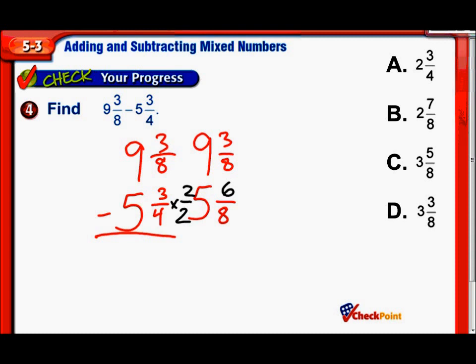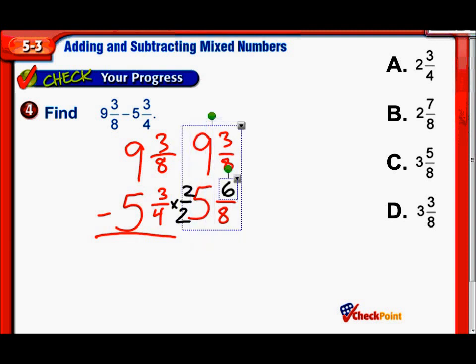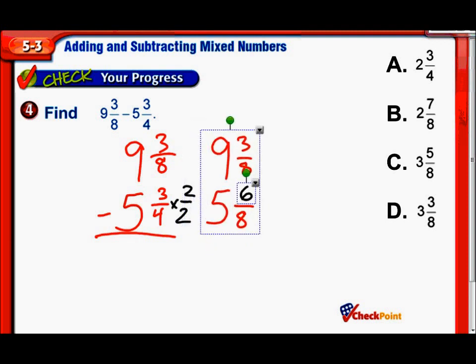All right, so there's my new mixed numbers. Let's scoot that over a little bit. All right. Oh, now I have a new problem. Do you see what it is? Now my 3/8 are smaller than my 6/8. Boy, this problem is filled with different difficulties. Well, that's okay. We'll rewrite this one.